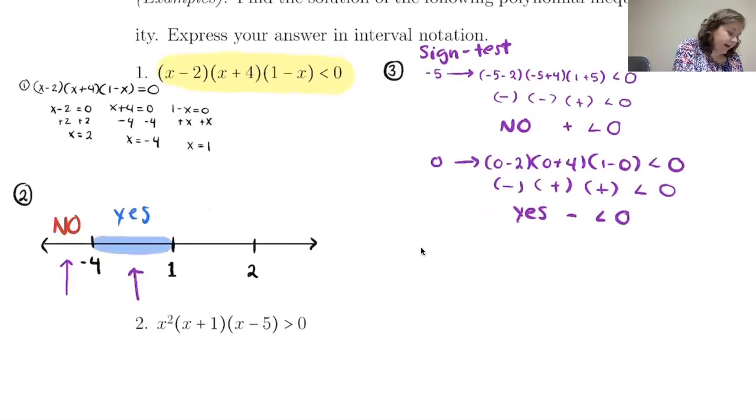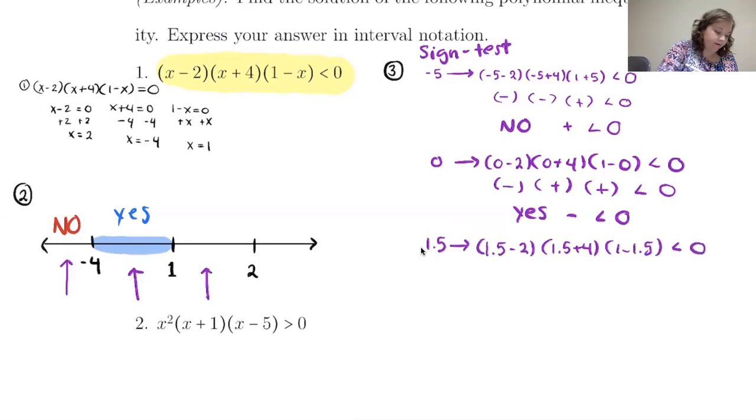Then we can test the next one. Okay, so we'll pick a number in between 1 and 2. We can't pick an integer, but we can pick 1.5. And since we're just testing to see if it's negative or positive, our calculations aren't going to be that hard, actually. So we get 1.5 minus 2, 1.5 plus 4, 1 minus 1.5, and then less than 0. We'll figure out if that's true or not.